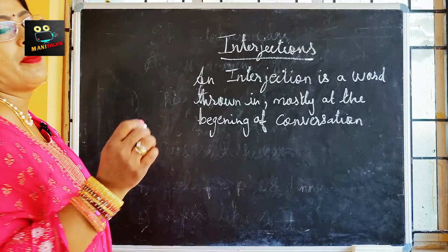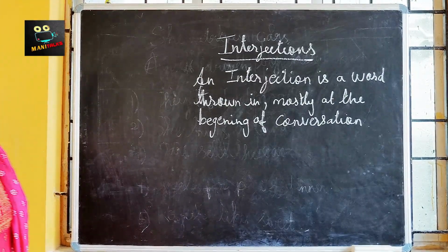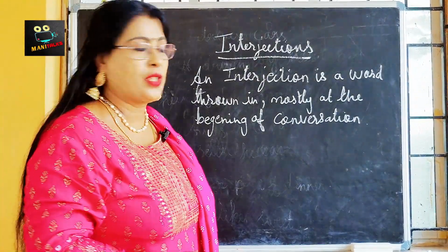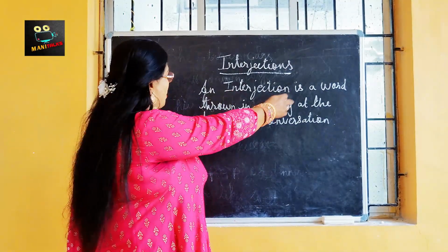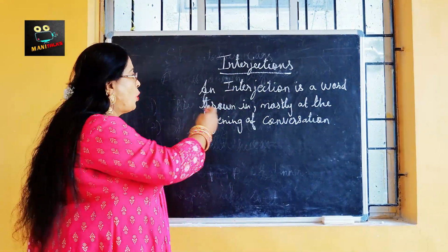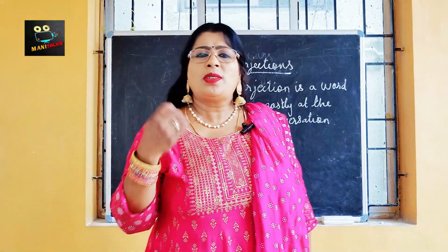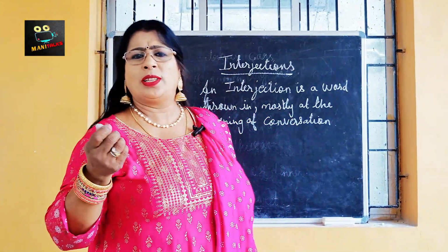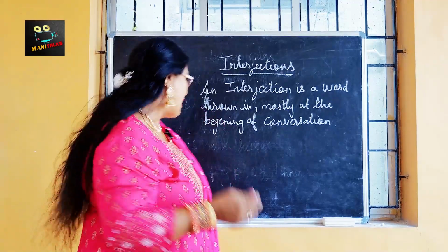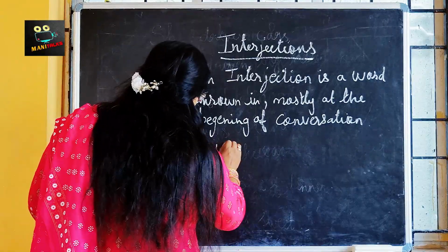So I'm going to give you some examples of it. First let us say what interjections are. An interjection is a word thrown in, mostly at the beginning of a sentence. You'll be wondering to yourself, what is this in the beginning of the sentence and all that? So I'll tell you that. Examples I'll give you. Huh.